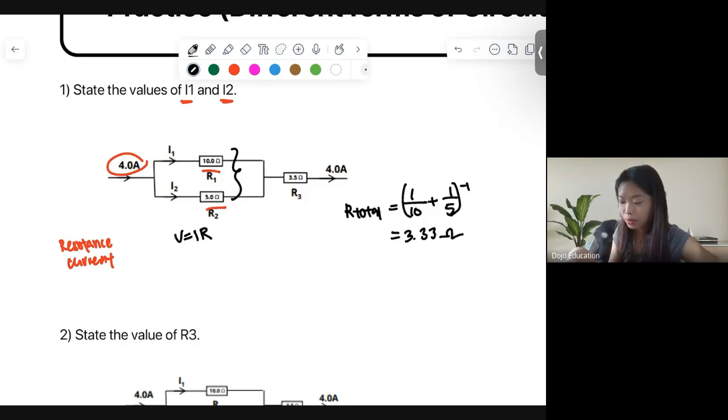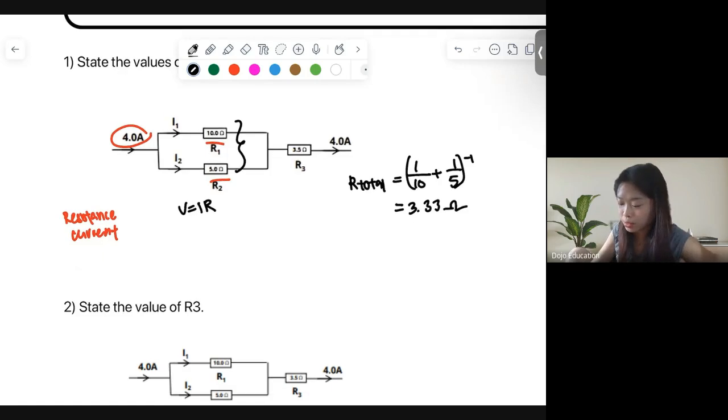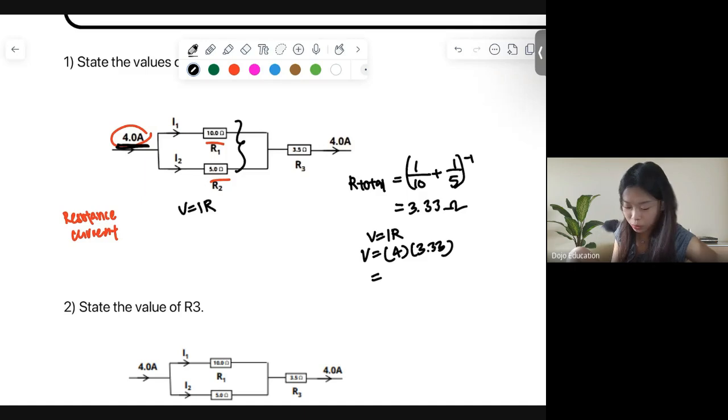Okay. And I can find my total current. My total current is here, 4 ampere. So I can find my total voltage for this part of the circuit. Okay. So V equals IR. My V is unknown. My I is 4. My resistance is 3.33. So it's 4 times 3.33. So my potential difference is 13.32 volts. Okay, for this part.